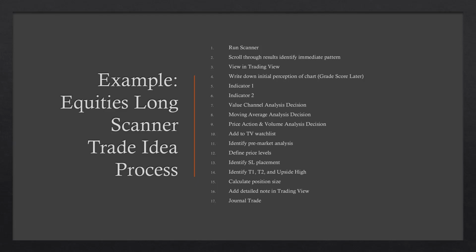And then in 2 weeks, what do I do? Well, I was right or I was wrong. And why was I right or wrong? And then I grade that. It's a C, it's an F, it's an A. And then I look at indicator 1, and then I look at indicator 2. And I have specific ways that I look at those indicators. And then I do my value channel analysis decision, and that goes to a binary decision. And then I do my moving average analysis decision. I've developed this process, and I do it in this order every single time.